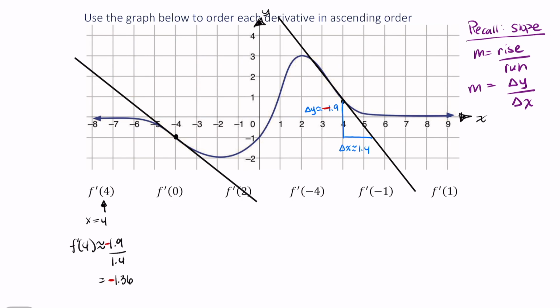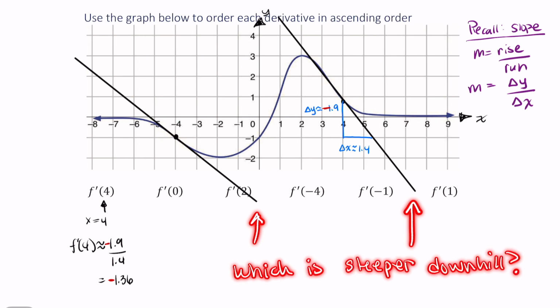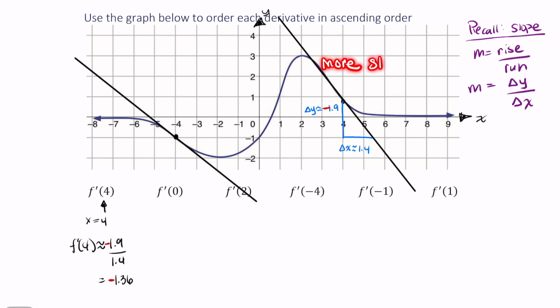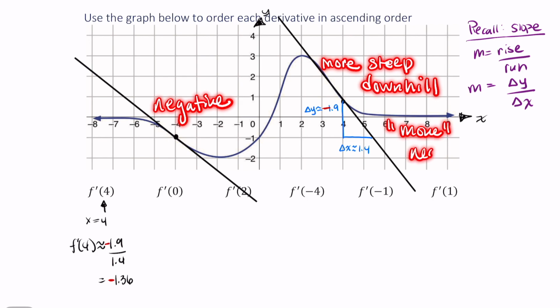Now let's determine, is this slope larger or smaller? Is it more negative or less negative than our original slope here? We can compare these two lines. Does this line look steeper, or is this line steeper? If you said the slope of the line passing through 4, this line here, is more steeply downhill, then you are correct. So even though this slope is negative, this one is more negative.